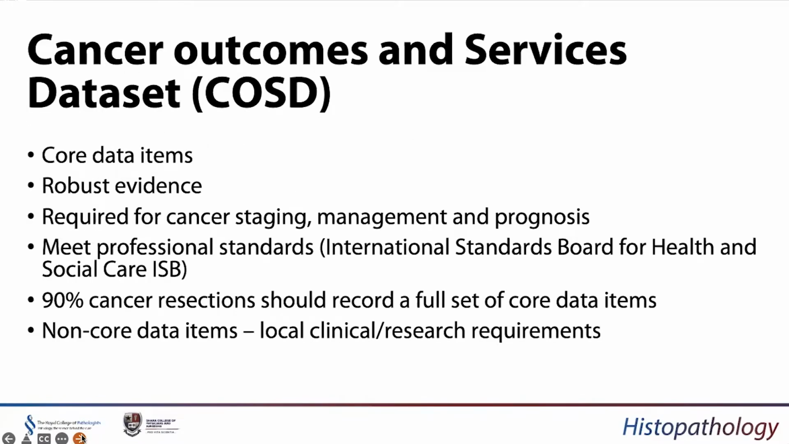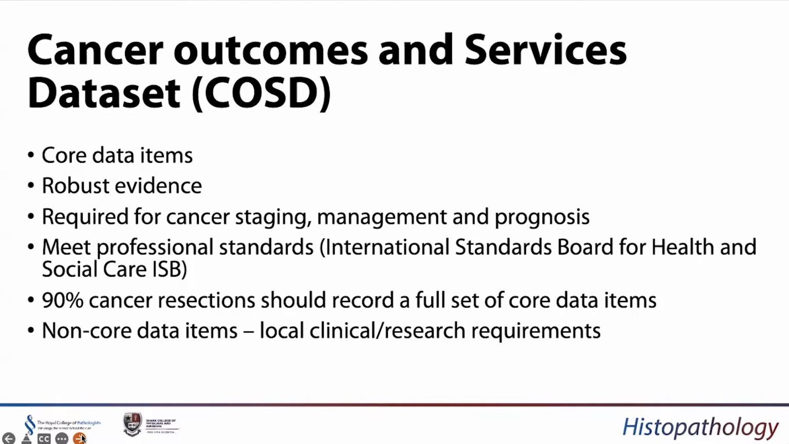So part of these core data items, and I'll talk about those in more detail, are really the essential bits of information that you put in your report. The reason they've been deemed to be core is because there's robust evidence in terms of their prognostic value. The clinicians need them for management and prognosis and staging. They also meet the international standards of boards for health and social care, the ISB standards. And as I said, 90% of cancer resections should record a full set of core data items.